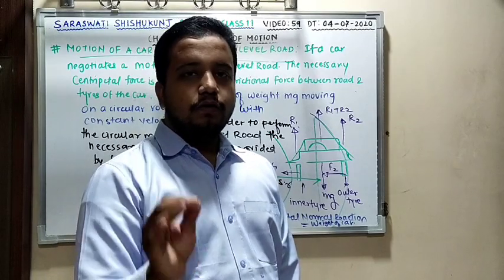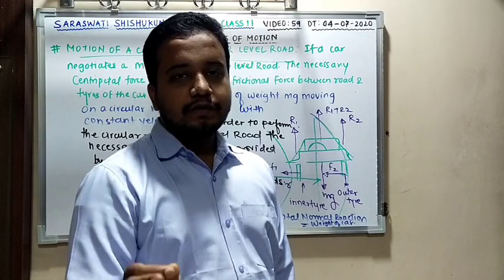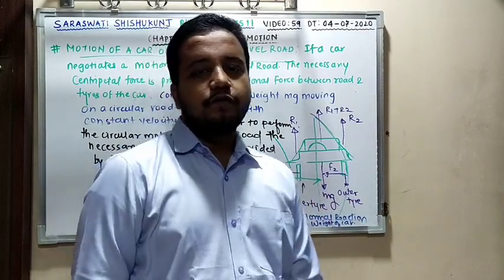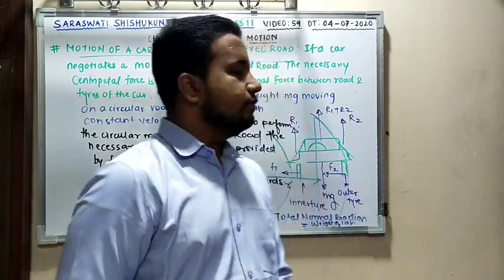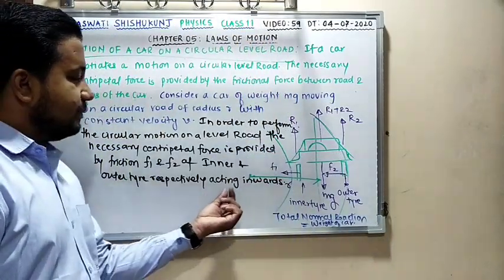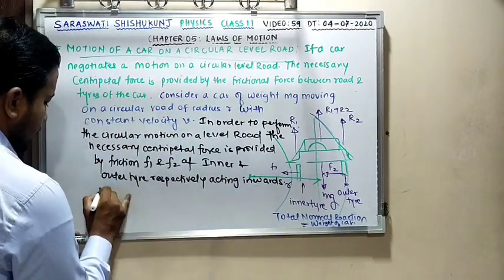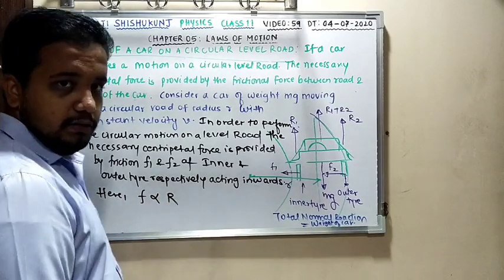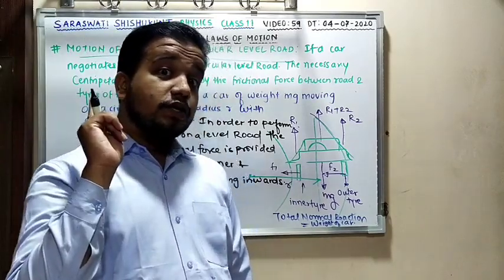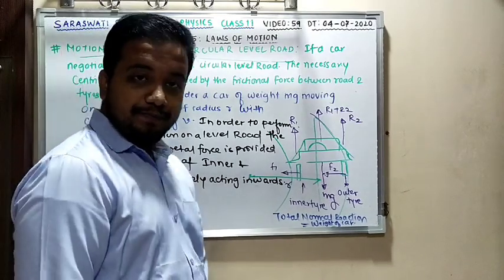So in order to move on a circular track, you need the necessary centripetal force, which is provided by the frictional force at the inner and outer tire. Clear? Very good. So the outer tire respectively acts inwards. Here we know that frictional force is proportional to normal reaction. Well, we have studied this in the laws of static friction.